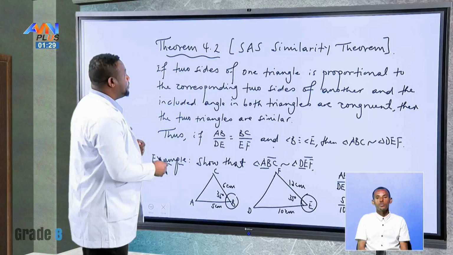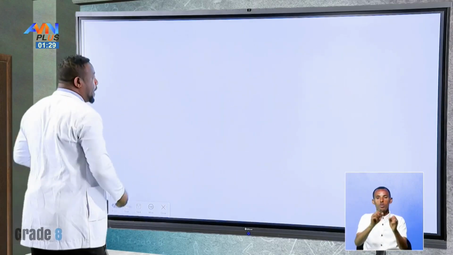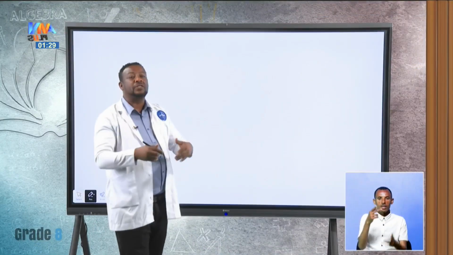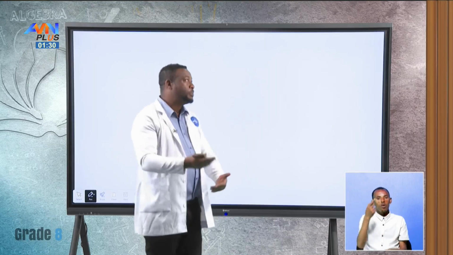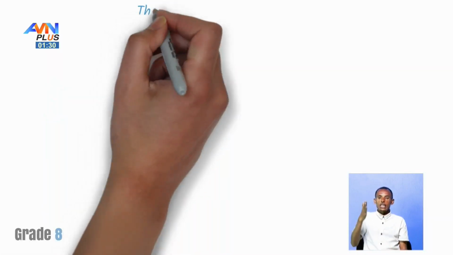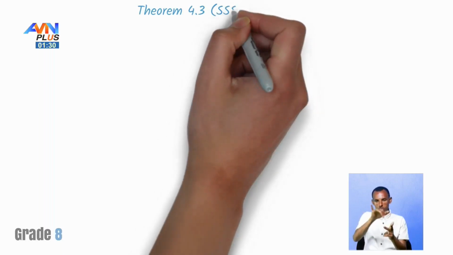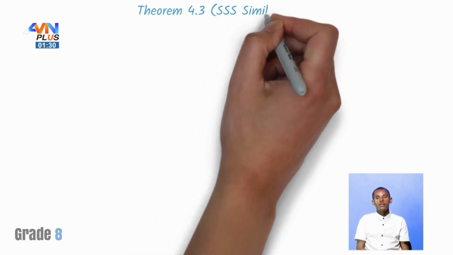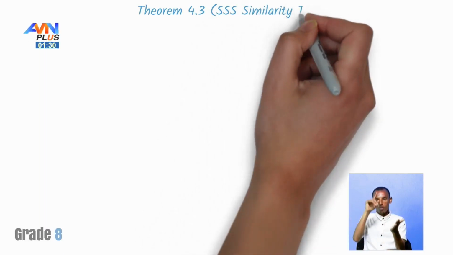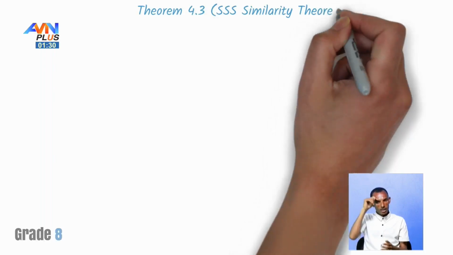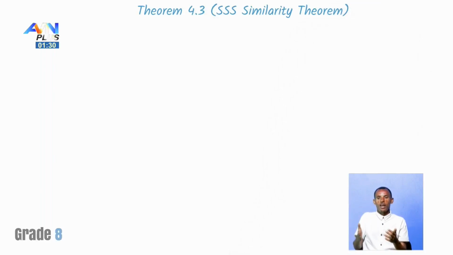Well, so now let's see the third test for similarity, which is about side similarity. Okay, theorem 4.3, which is the third theorem, and this theorem tells us about side-side-side similarity.